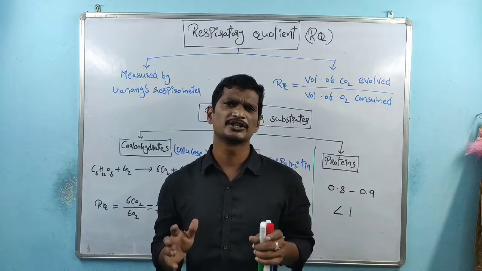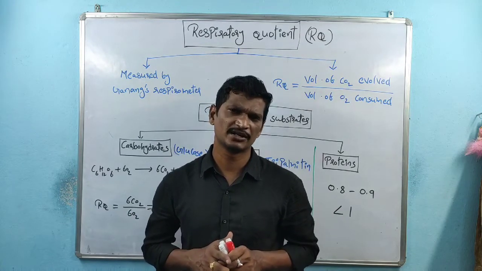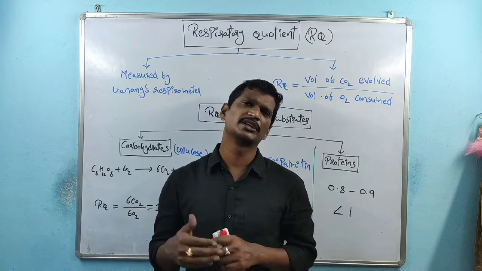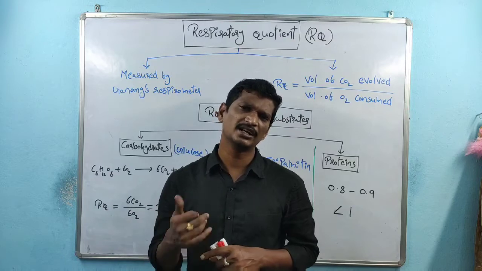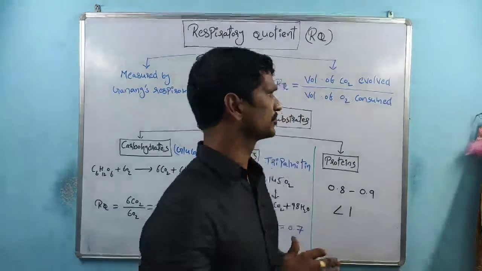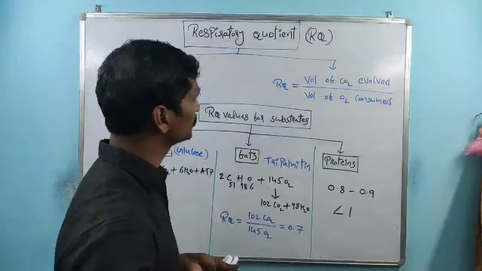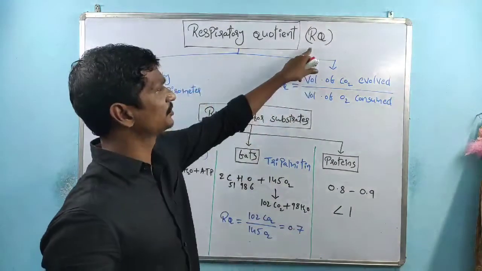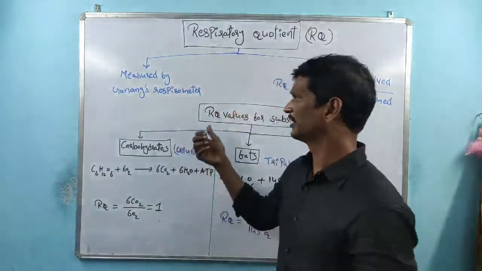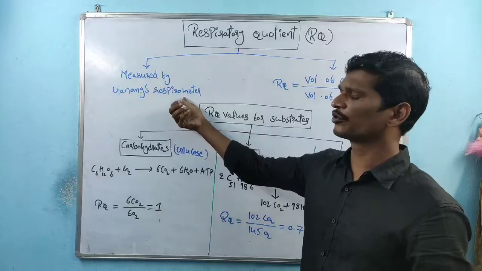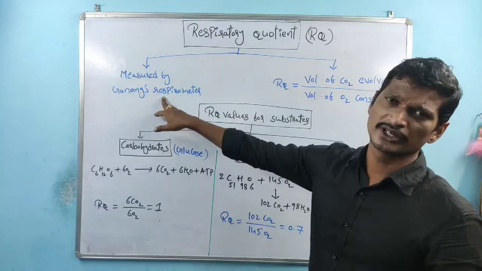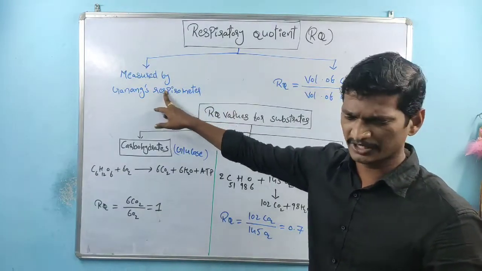Very simple. During respiration, a certain amount of carbon dioxide is liberated and a certain amount of oxygen is consumed. We take the ratio between carbon dioxide and oxygen, and that value is called the respiration coefficient. These values are also called RQ values. The respiration coefficient is measured by a device called Ganong's respirometer.